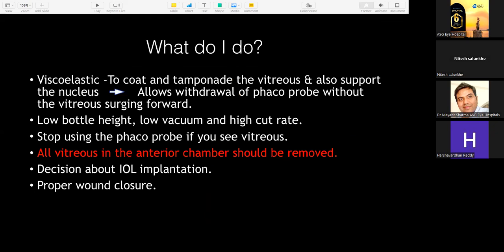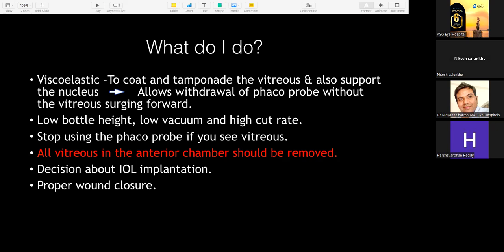Now, when it does happen, what exactly should you do? I think the first thing is to, like I said, not panic, and then inject viscoelastic. Usually in most cases, the nucleus is well supported by the vitreous unless it is disturbed. So when you inject the viscoelastic, it will coat and tamponade the vitreous and also support the nucleus. Now this will allow you to withdraw the phaco probe safely without the vitreous surging forward. Some of the other things you should keep in mind are low bottle height, low vacuum, and high cut rate when you're dealing with the vitreous.